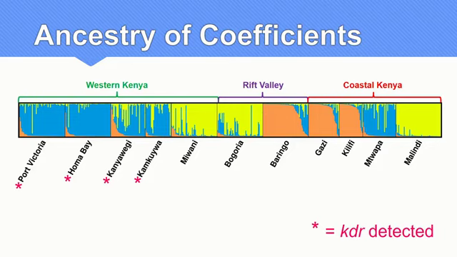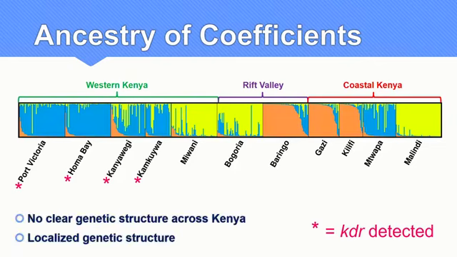You can see that there's some population clustering between regions. For example, the orange cluster is much more prevalent in coastal Kenya than in western Kenya. But you can also see that there's no clear genetic structuring across Kenya, as seen by the blue and yellow cluster predominating in sites in both western and coastal Kenya. And you do see localized genetic structure. For example, Miwani has a much different genetic background than the rest of western Kenya.